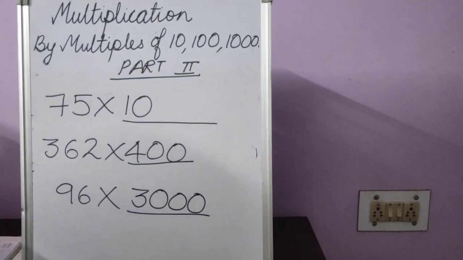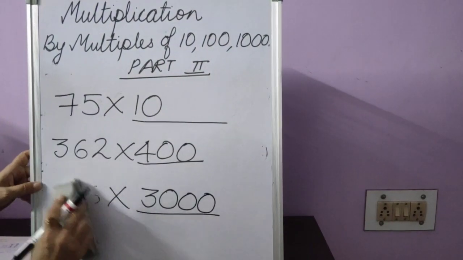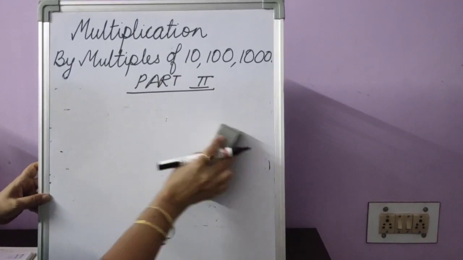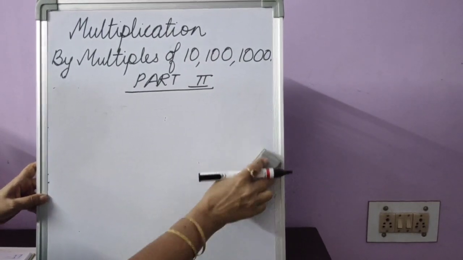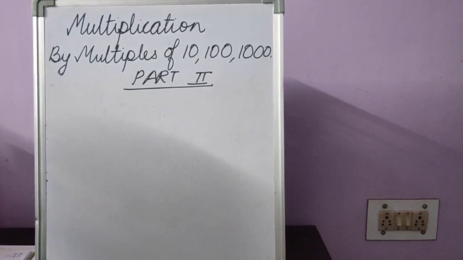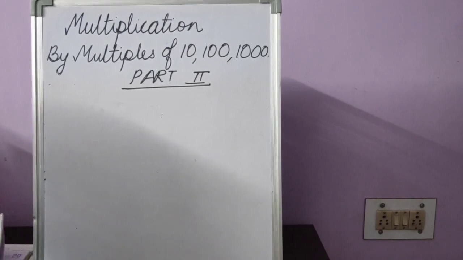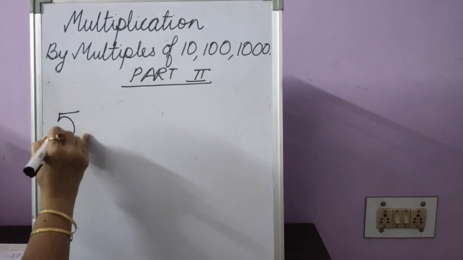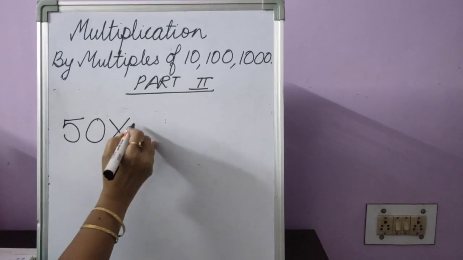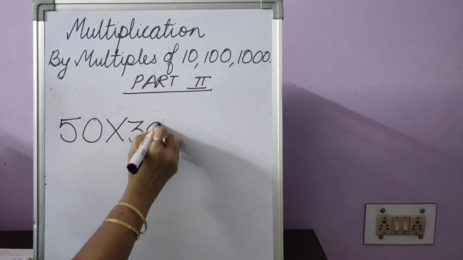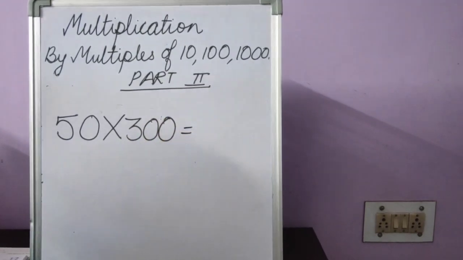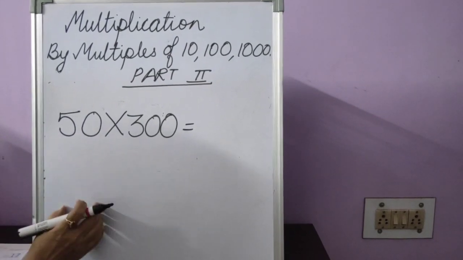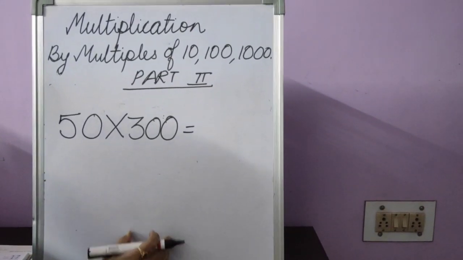Now, in part 2, what we are going to do today is, we will be having multiples on both the sides. It's not very different. It's exactly the same. You just have to remember certain things. For example, if you have 50 multiplied by 300. Got it? We have multiples of 10 over here also, and here also we have multiples of 300.